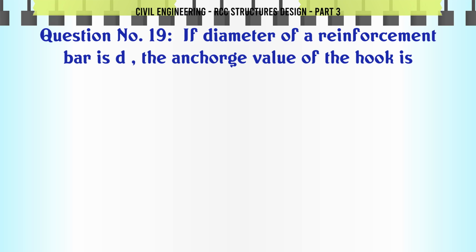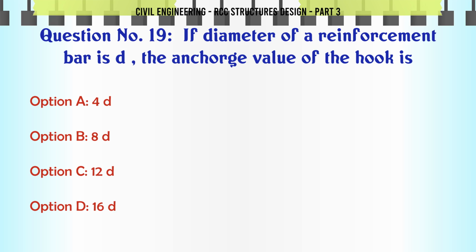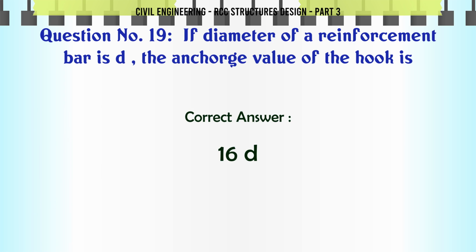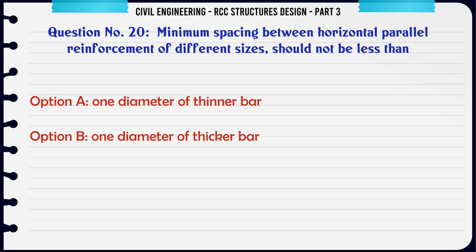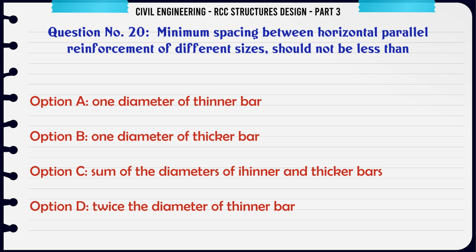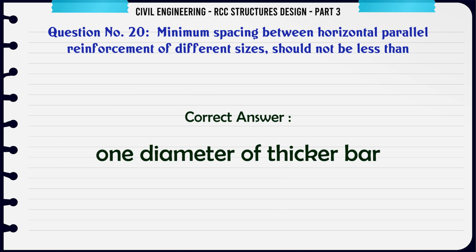If diameter of a reinforcement bar is D, the anchorage value of the hook is A. 4D, B. 8D, C. 12D, D. 16D. The correct answer is 16D. Minimum spacing between horizontal parallel reinforcement of different sizes should not be less than A. 1 diameter of thinner bar, B. 1 diameter of thicker bar, C. sum of the diameters of thinner and thicker bars, D. twice the diameter of thinner bar. The correct answer is 1 diameter of thicker bar.